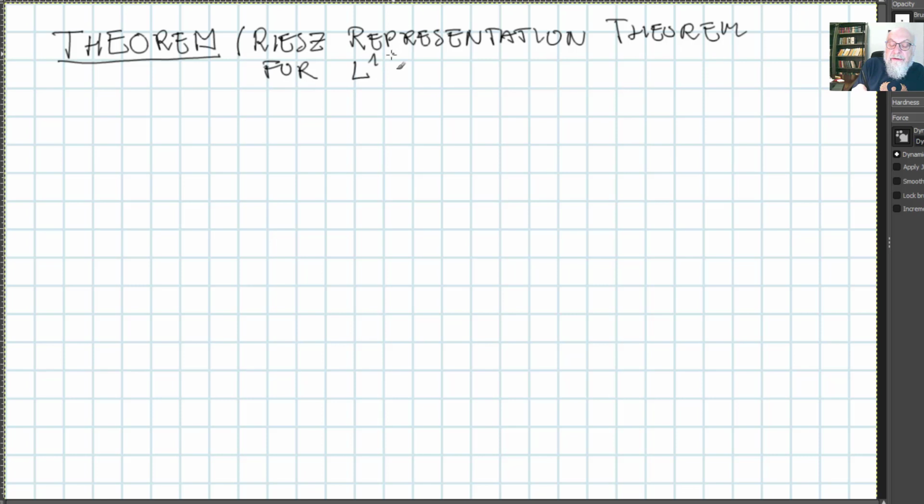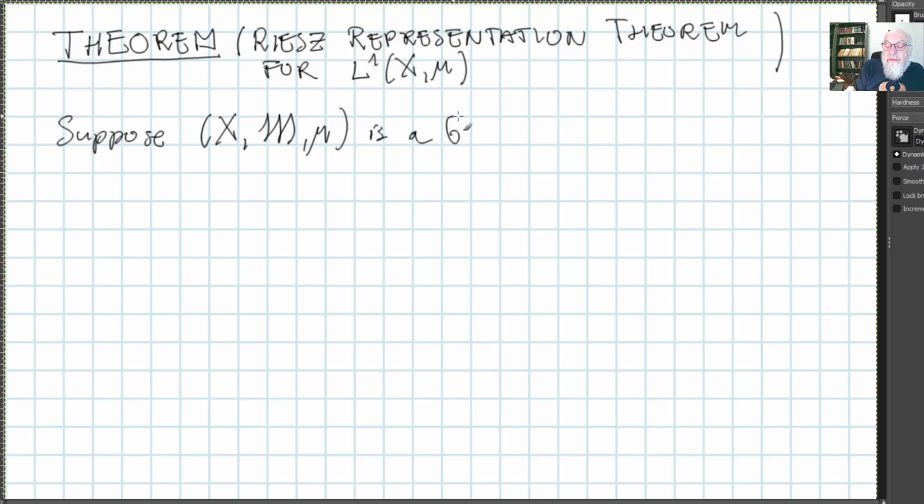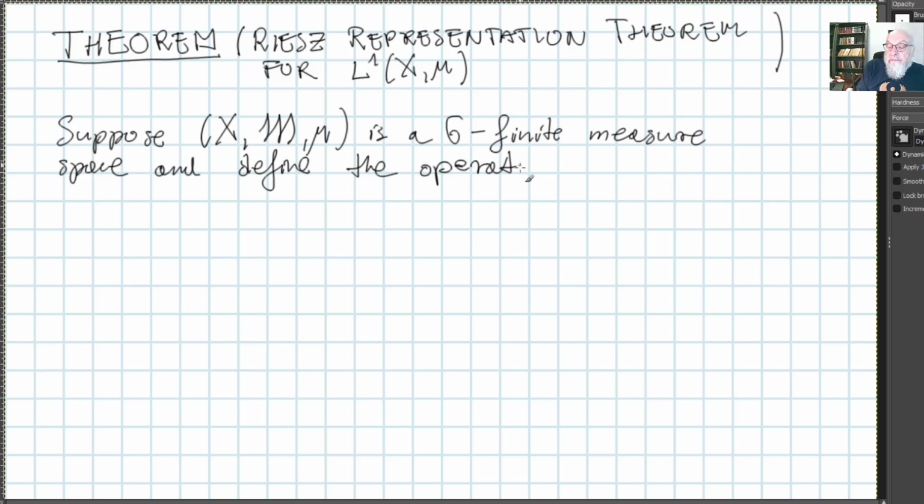For L1(X, mu), so that means for L1 functions. In this theorem we will simply state the following. Suppose (X, M, mu) is a sigma finite measure space and define the operator T that goes from L infinity(X, mu) to L1(X, mu) dual.